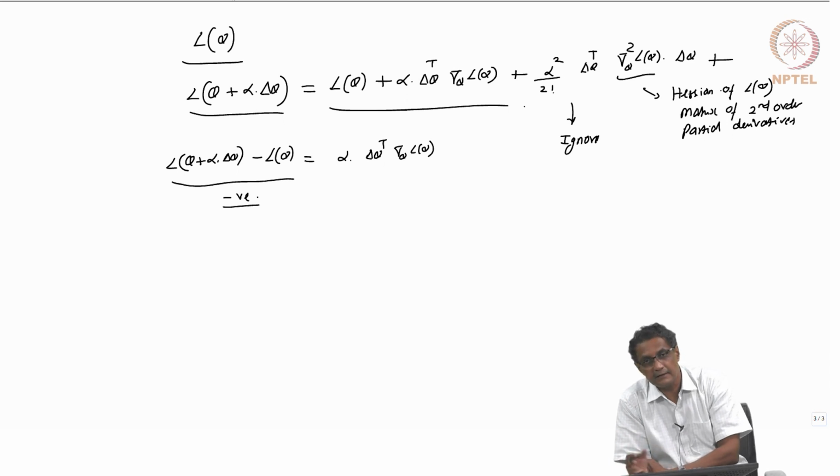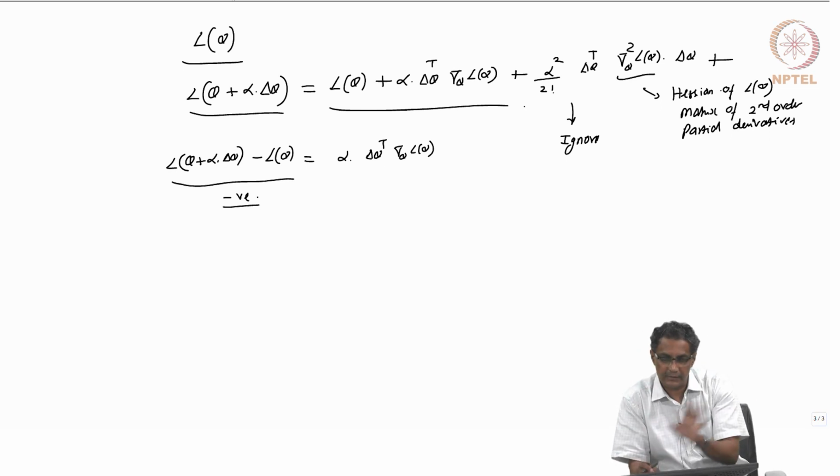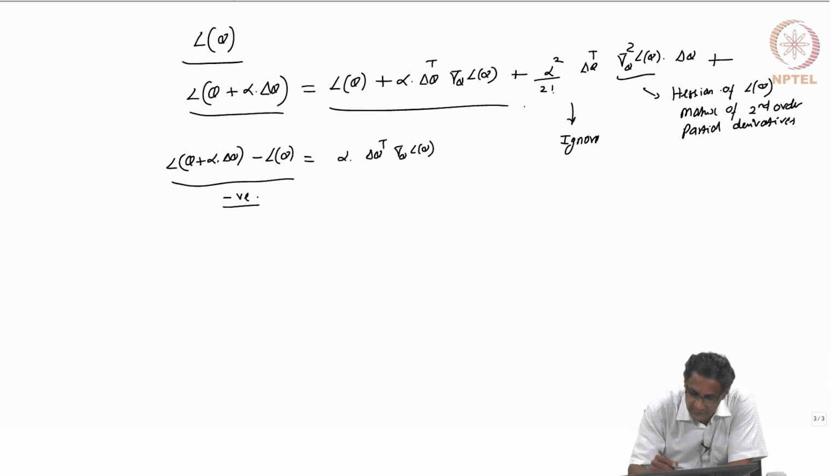Of course, if you are doing gradient ascent, then it will be the opposite. You have gradient descent, you also have gradient ascent. With gradient ascent, you want the cost to go up. But let's forget about gradient ascent. We are talking about a descent algorithm, a minimization.